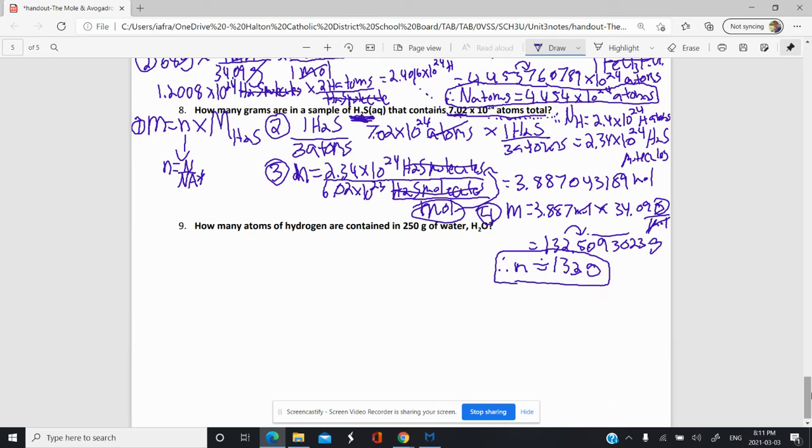So we essentially were going to use a mass formula, but we didn't have the moles. We had the number of atoms, so we used the number of atoms to find the number of particles. Then we used the number of particles to find the number of moles. Then once we had the number of moles, we could use our mass formula.